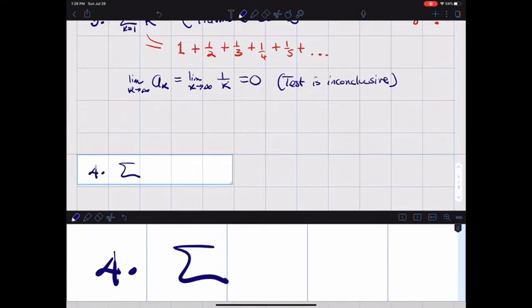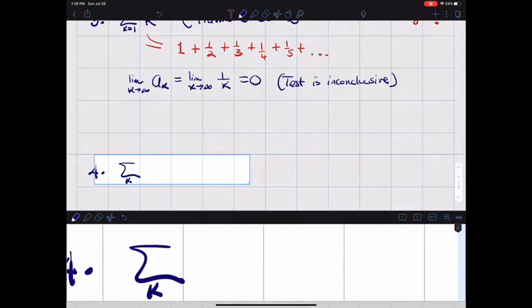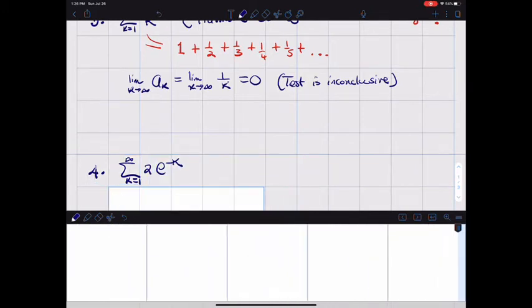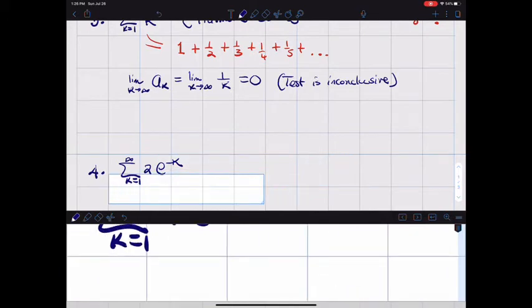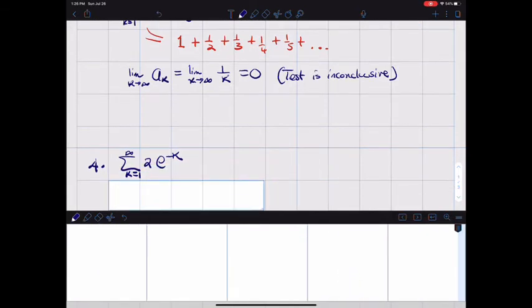Try this. Apply the test to this one. Apply the divergence test to this. So this is 2e to the power of negative k. Right. So tell me, check it. What's your answer? Does it converge? Does it diverge? Is the test inconclusive?